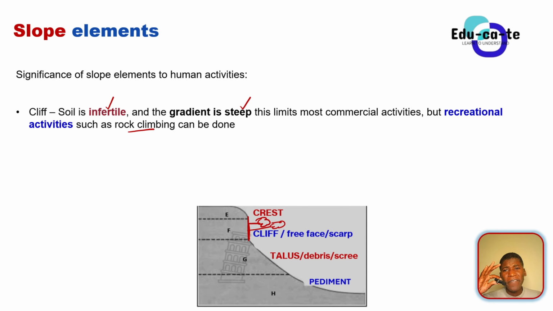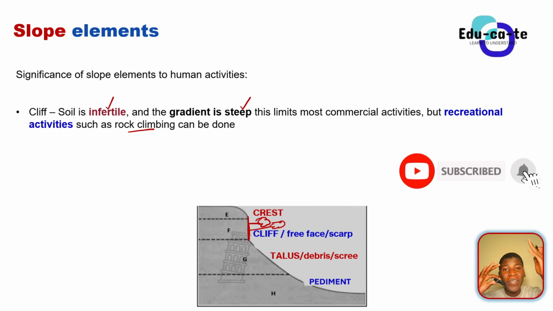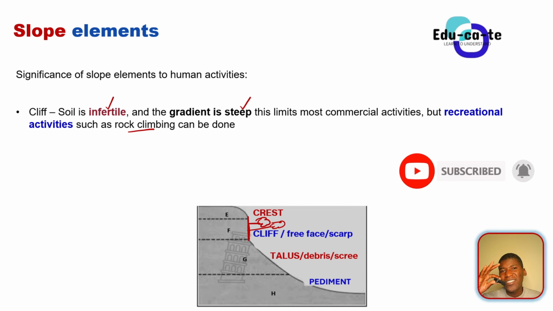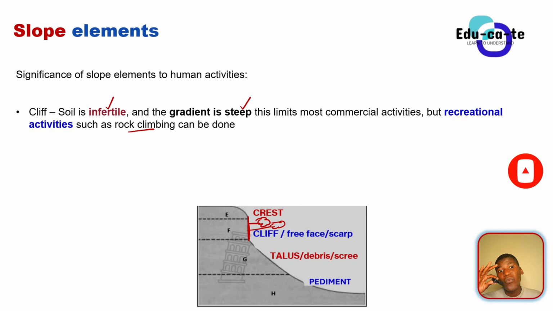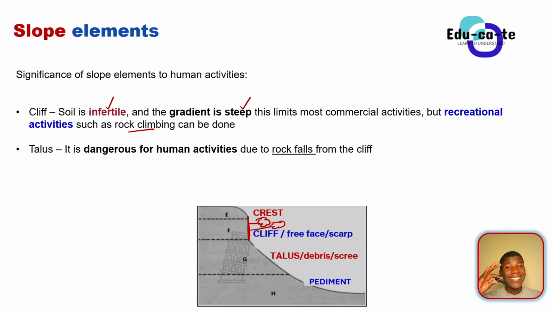So it can be of significance to us as humans, but it is not really safe, because remember there is a lot of mass movement there. It is not really safe, but it can work for a couple of recreational activities. As for commercial activities such as agriculture, it cannot happen easily due to the steep gradient and the infertile soil. At the talus, it is dangerous for us to do any activity.